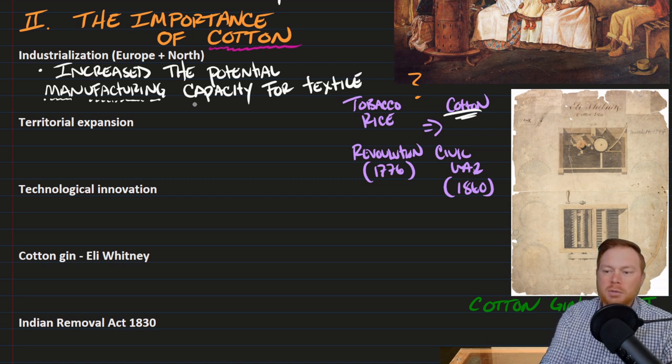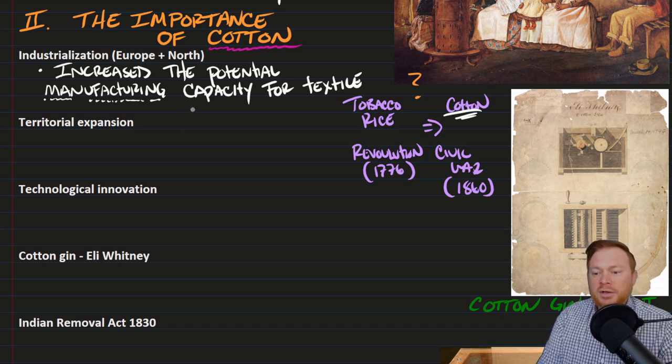Effectively, and these numbers aren't perfect, but the ability to produce more is increasing by like 50 or 100 times. And so that's going to put pressure on growers in the South to grow more cotton because it can now be manufactured even more. A second star to make this cotton boom make sense is territorial expansion.